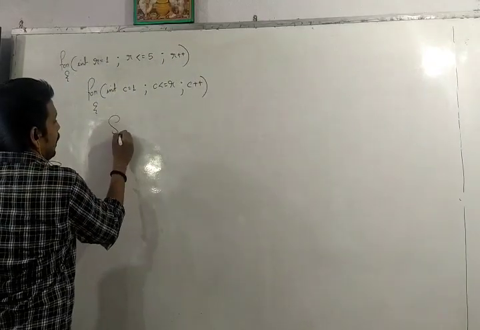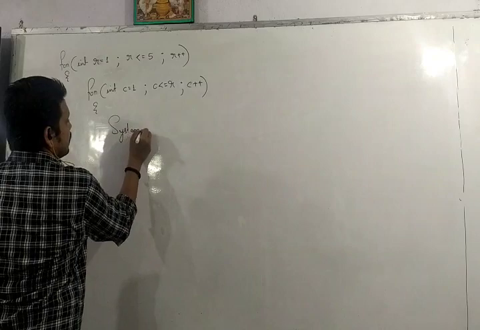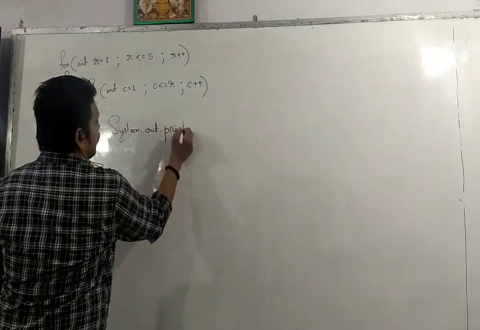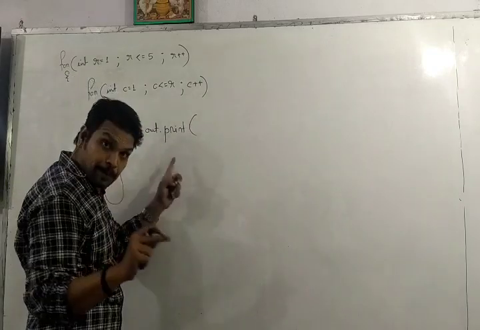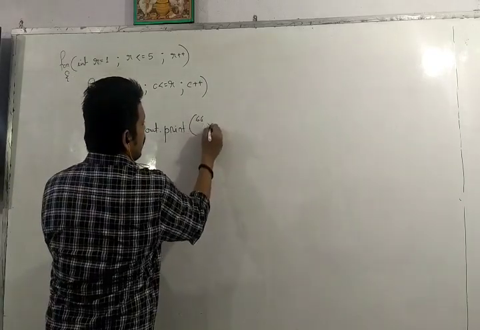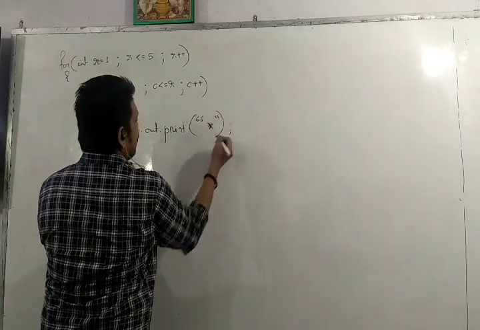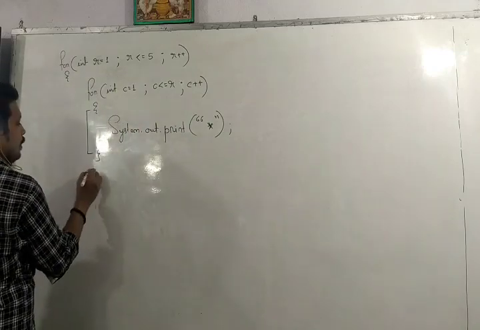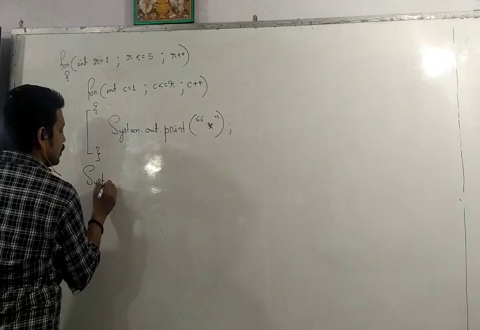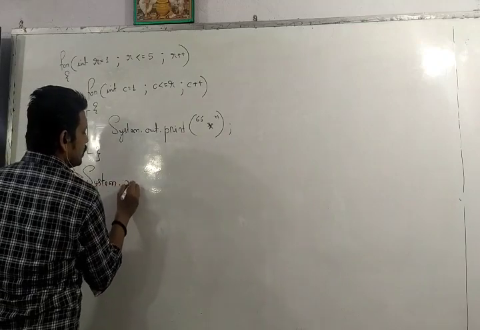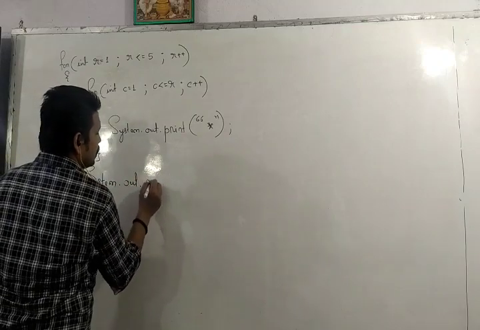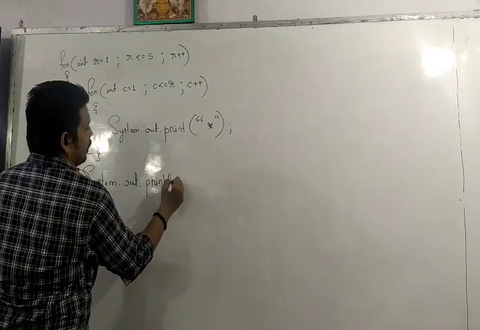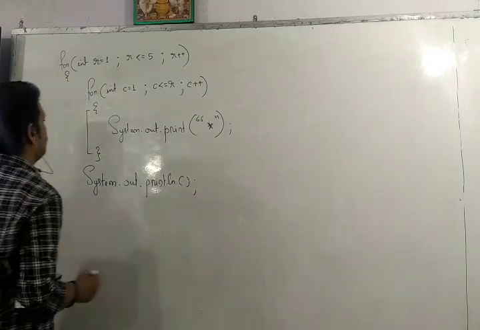So let me write here system dot out dot print, not println, print what? Star. Then system dot out dot println.